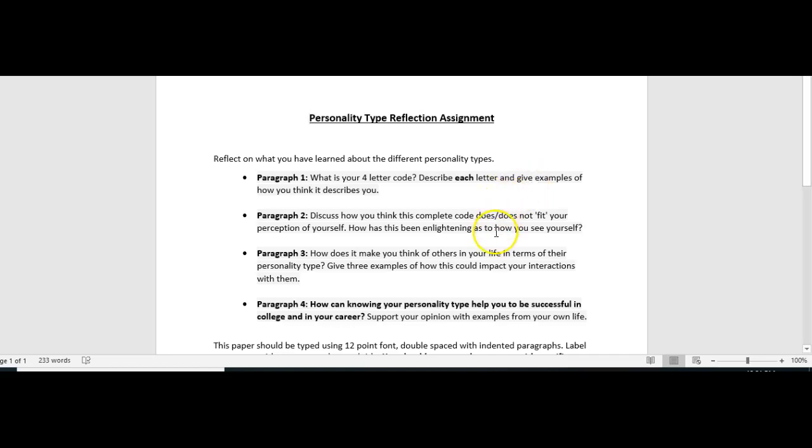In paragraph 2, you're going to discuss how you think this code does or does not fit your perception of yourself. How has this been enlightening as to how you see yourself? Was there any ahas when you went through this? Or did you think that you were a very quiet person and found out that maybe you were a little bit extroverted? These are the places where you're doing a comparison to what you thought you were versus how this test is seeing you.